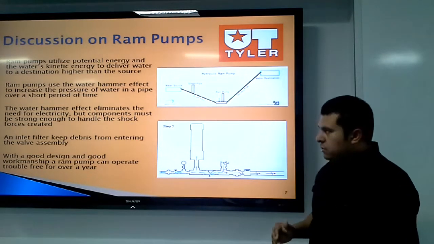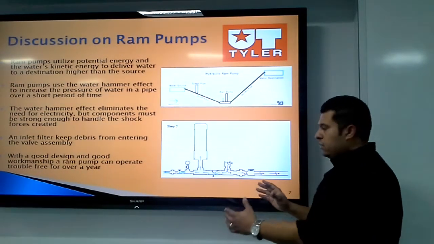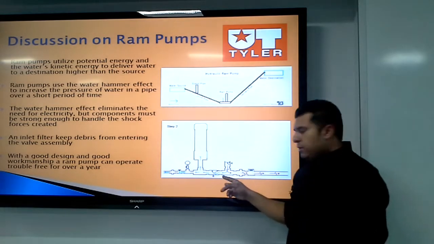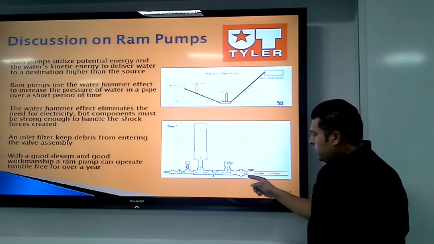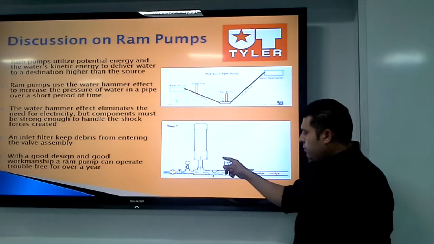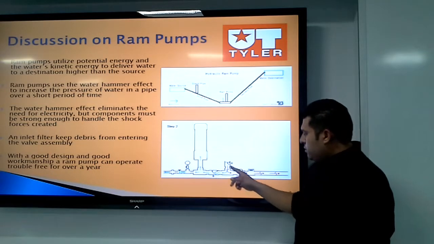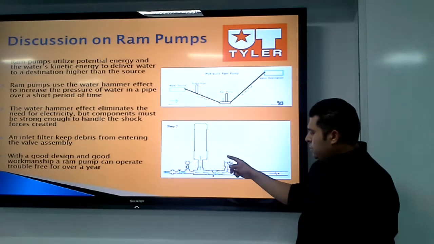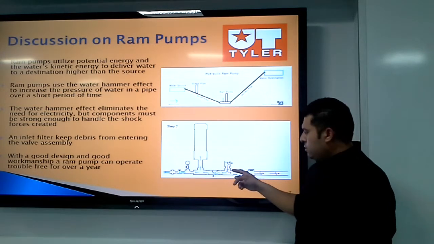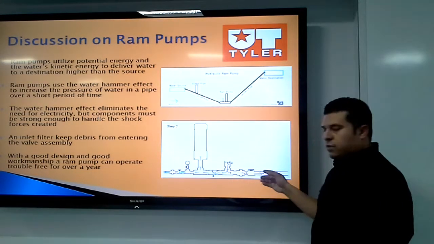Now, as previously mentioned, ram pumps use the water hammer effect to increase water pressure in a short distance of pipe. The water hammer is indicated in this diagram here. As water comes into the inlet, and this valve is originally open, water will exit the swing valve. As the velocity increases, the swing valve closes, water slams up against it, and goes through the path of least resistance. Some of the water goes downstream, some of the water goes back up the dry pipe.